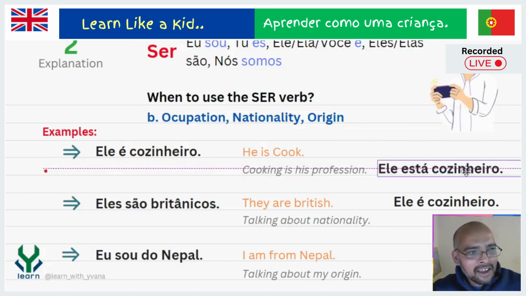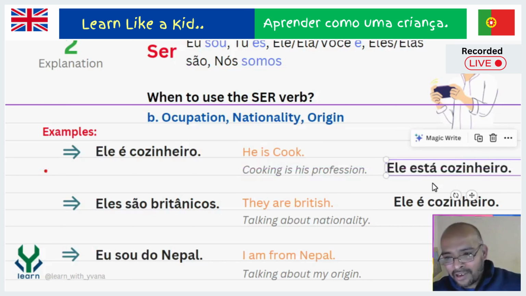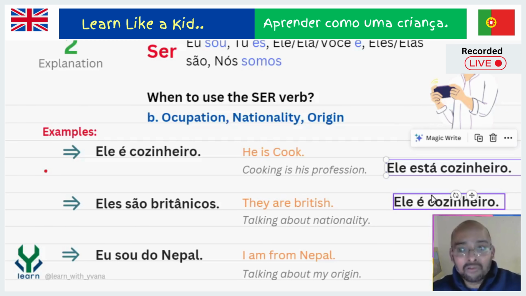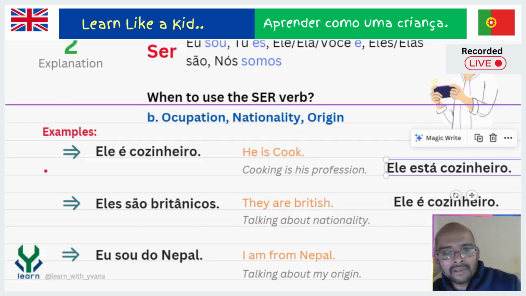Here in this case, if you say "ele está cozinheiro," that means professionally he never cooked, but for today he is a cook, right? It is not his profession. If you are looking for a cook in your restaurant, he is not a suitable candidate, right? But he really cooks very nicely today. But if you say "ele é cozinheiro," that means he is a professional cook. His profession is cook, and today also he is cooking. I think it makes a bit of sense, right? If you don't understand, we have more practice sessions, okay?